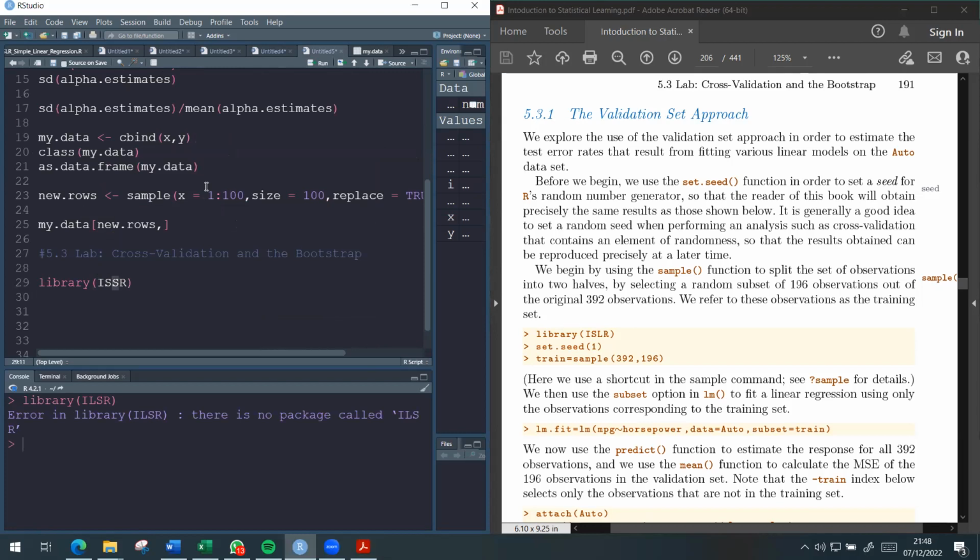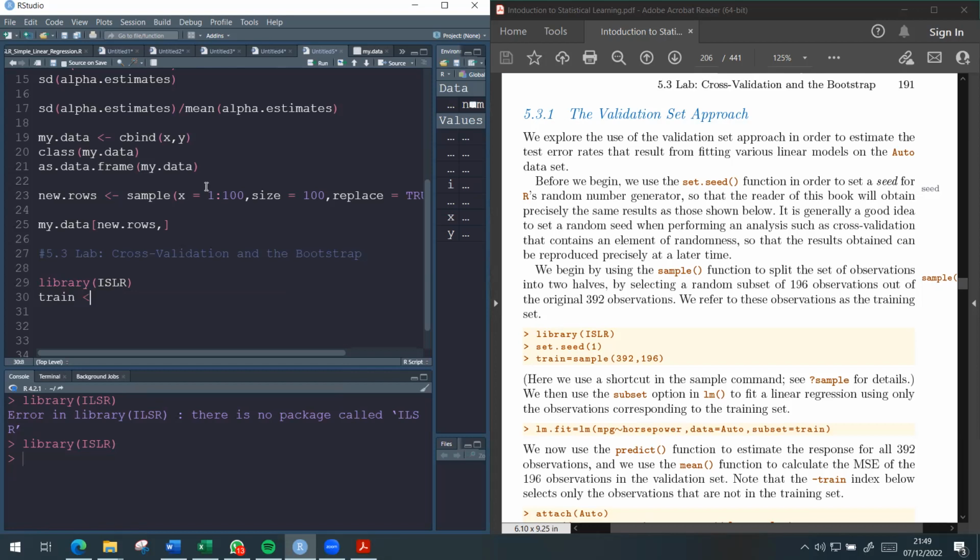ISLR. Okay. And we're going to set our seed to 1. What I'm not sure of is that when you set the seed, I know what it does, but does it only influence the next line of code?